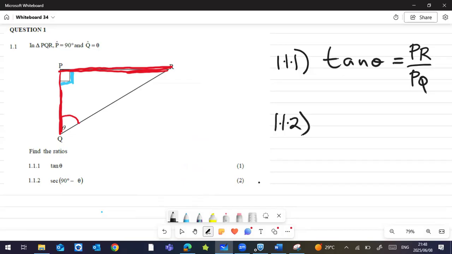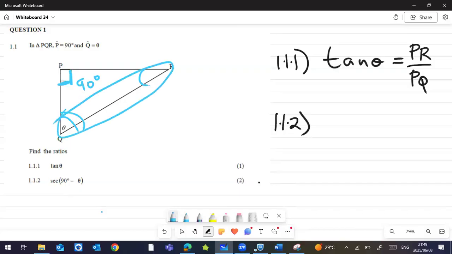1.1.2. Then now they want you to find secant of 90 degrees minus theta. But what is angle 90 degrees minus theta? Remember, angles of a triangle add up to how much? Angles of a triangle add up to 180 degrees. Now, what we know here is that this angle here is 90. So I'm left with 90 degrees to get 180. So meaning this angle together with this, these two angles should give me 90 if I add them together.